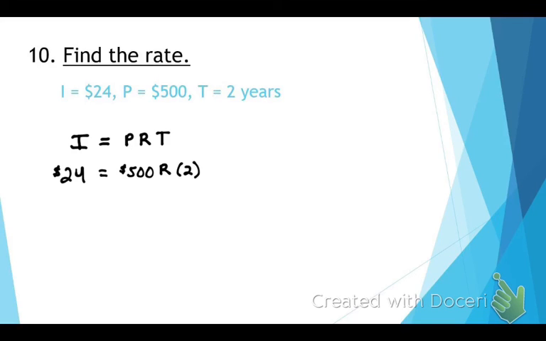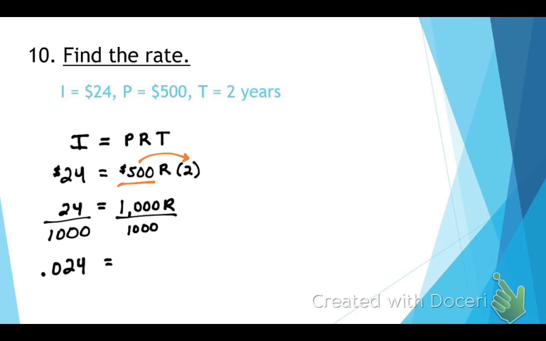Can I do anything on the left side? No, I'm just going to drop down the 24. Can I do anything on the right side? Yes. What's 500 times 2? 1,000. Here's where a lot of people messed up. They forgot to drop down the R. Listen, that's how you know what you're solving for. You're always trying to get the R or the variable by itself. How do I get R by itself? Divide by 1,000. Okay, so I get 0.024, and that's going to be my R.